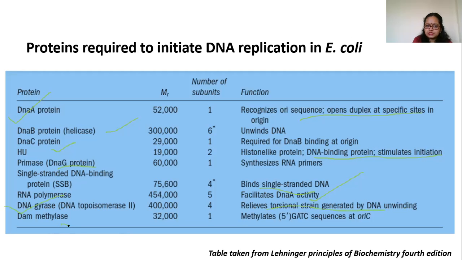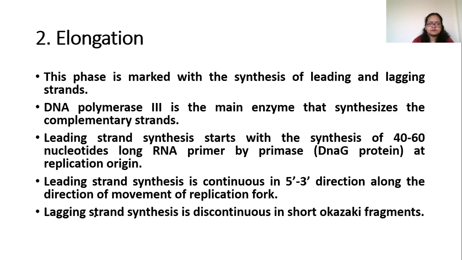Dam methylates once one replication cycle is finished. In order to start the second replication cycle, the ORI C should come back to its previous methylated state, so that methylation is done by the enzyme DNA methylase, and it methylates the 5' GATC sequence at ORI C. What is GATC? G is guanine, A is adenine, T is thymine, and C is cytosine. So these are the bases which are in that ORI C sequence.